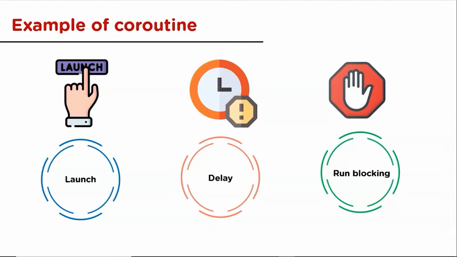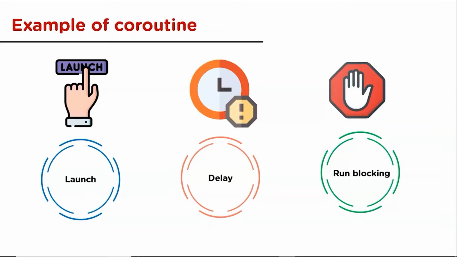Now next is delay. Delay is a suspending function, which is used to suspend a function for a particular time and resumes it after that time. It doesn't really block the underlying thread, but allows the other coroutines to run and use the underlying thread. Also, it is a cancelable function.